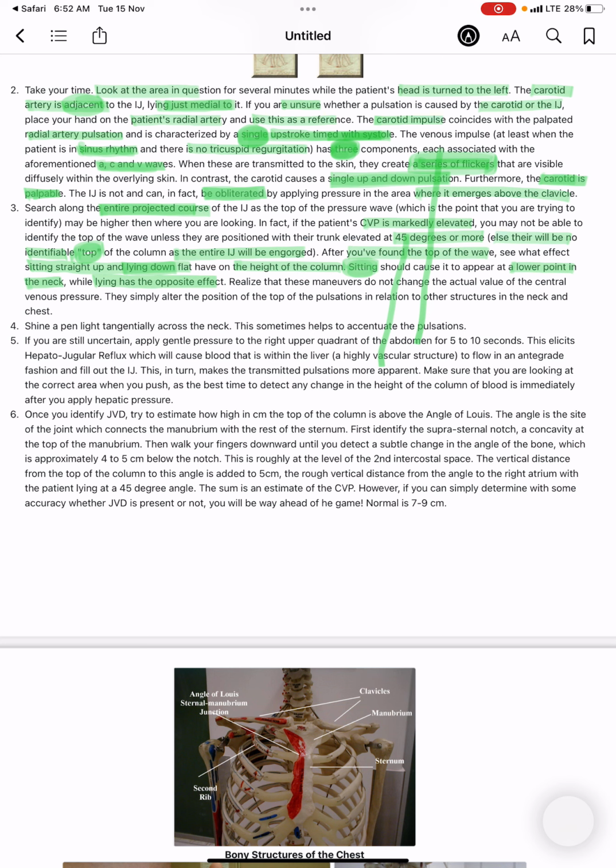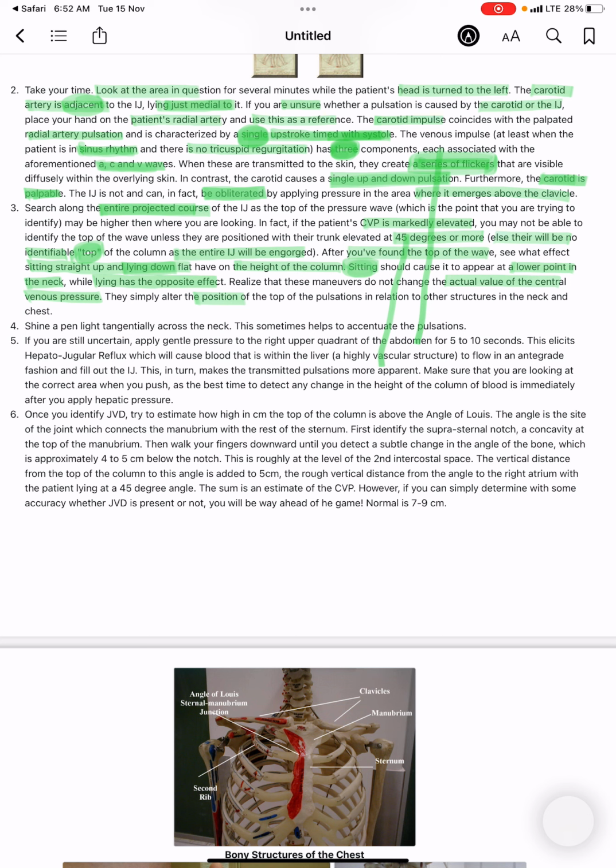Realize that these maneuvers do not change the actual value of the central venous pressure. They simply alter the position of the top of the pulsations in relation to other structures in the neck and chest.